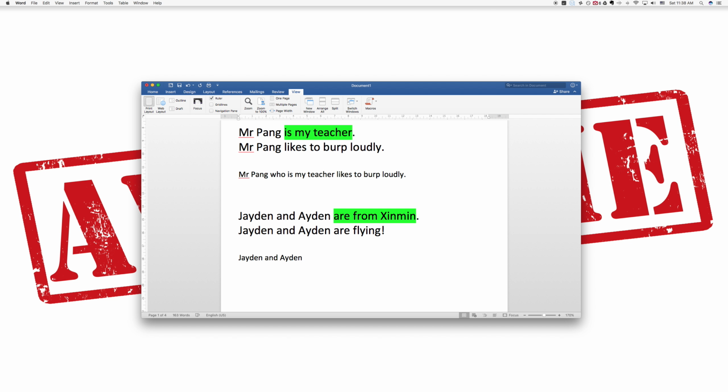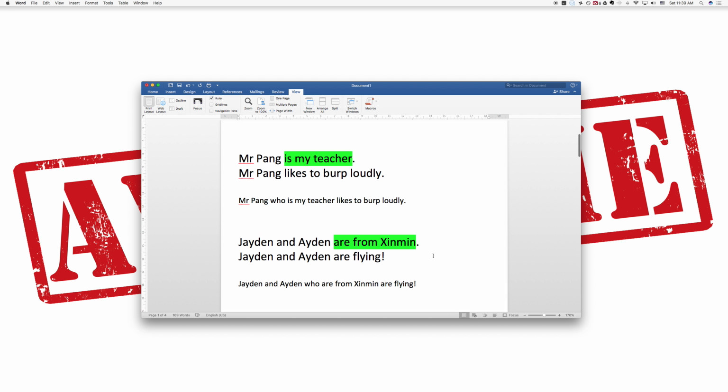Jaden and Aiden, who are from Sin-Min, are flying. As you can see, Jaden and Aiden are identified by the fact that they are from Sin-Min. So Jaden and Aiden, who are from Sin-Min, what are they doing? Are flying. Did you get that?